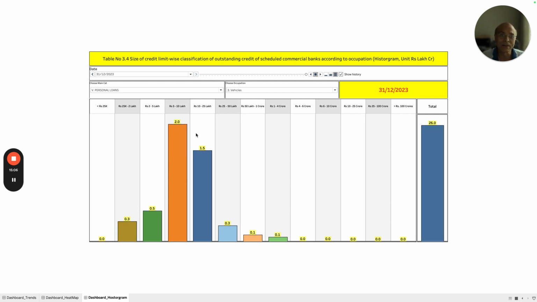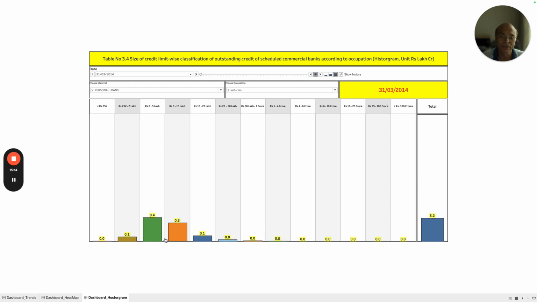The 10 to 25 lakh bracket was also pretty small. If you see here, let me go again to 2024. You will see that this was 0.4 lakh crores, 0.3 lakh crores within this bracket, and 0.1 lakh crores.